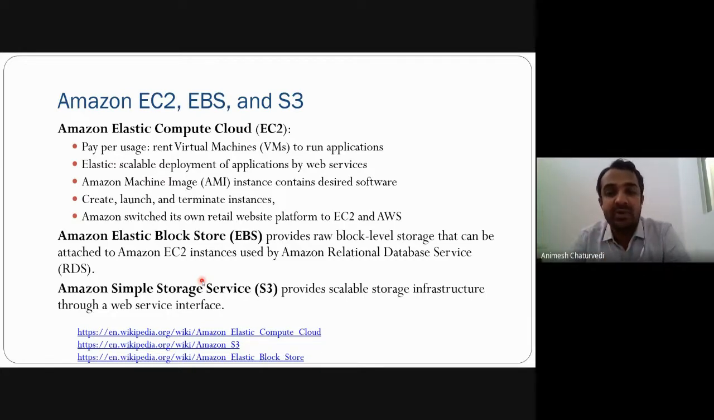Then the Amazon Relational Database Service is there, where you can have formal databases, with relational functionality, and you can run SQL. These are the relational database services. Then Amazon Simple Storage Service means you can purchase storage and upload your data, and it provides scalable storage infrastructure, which is accessed with the help of a web service interface.